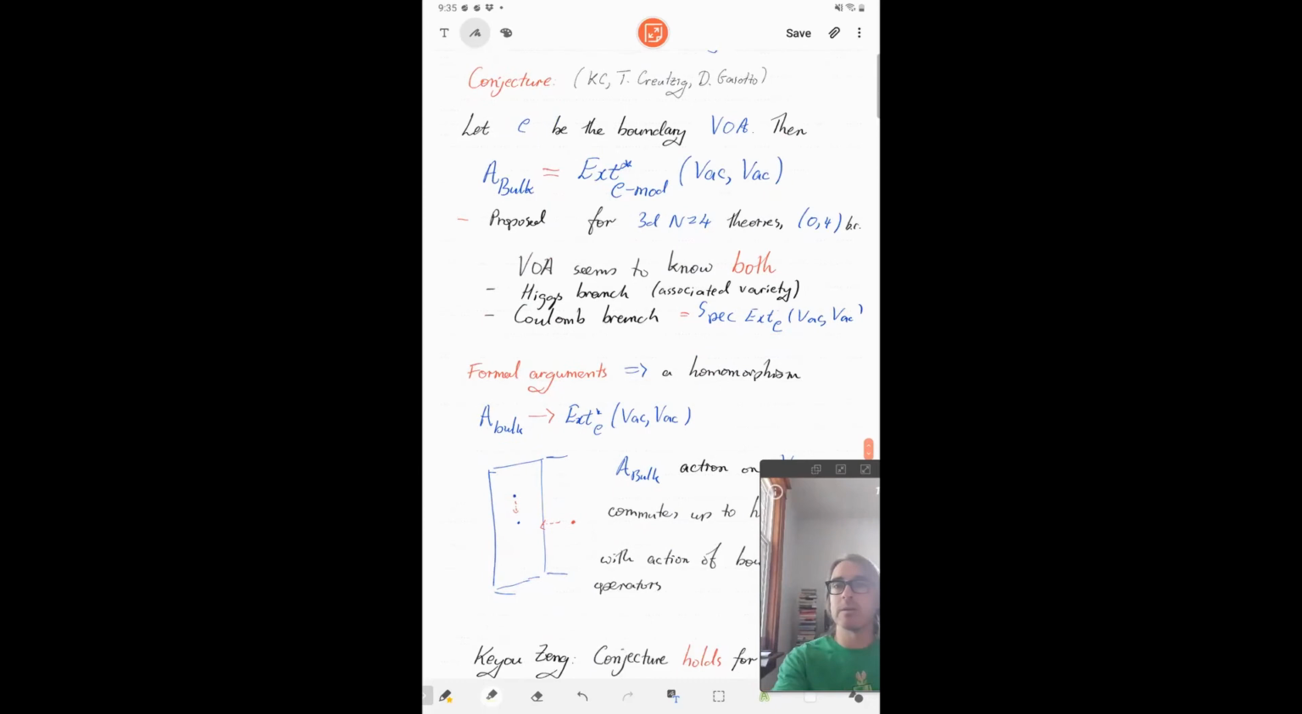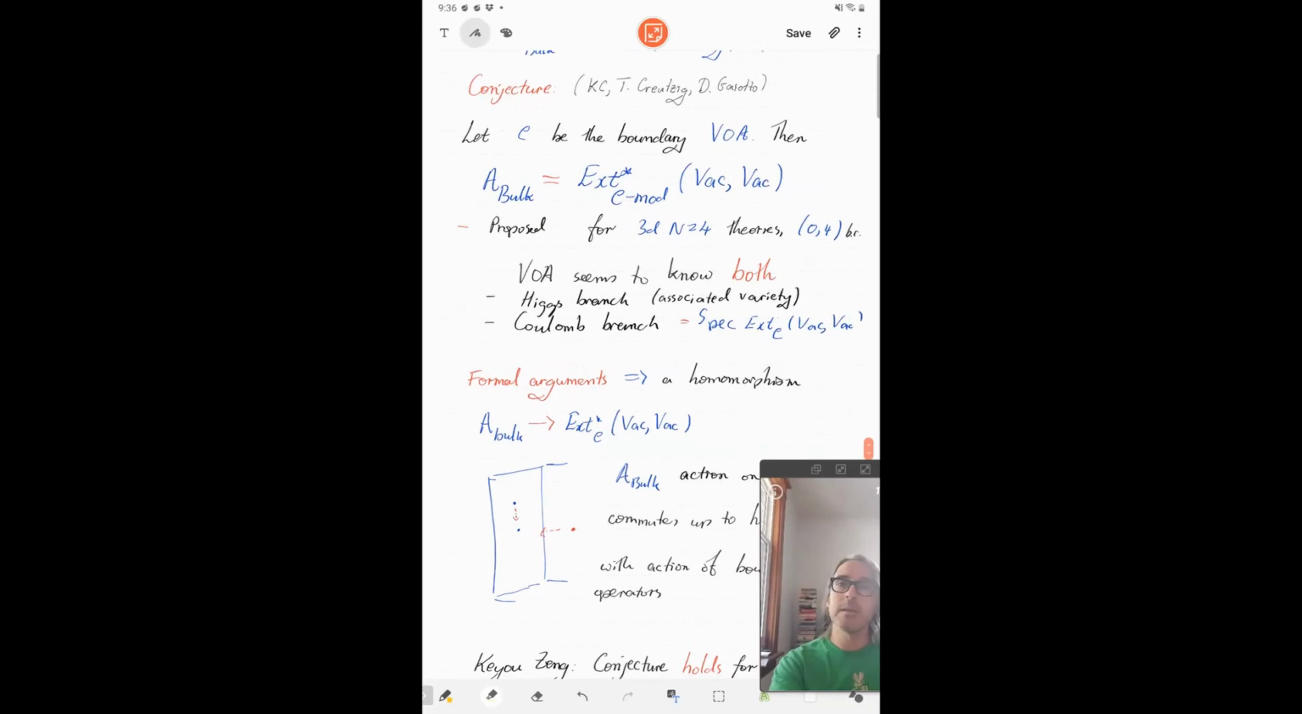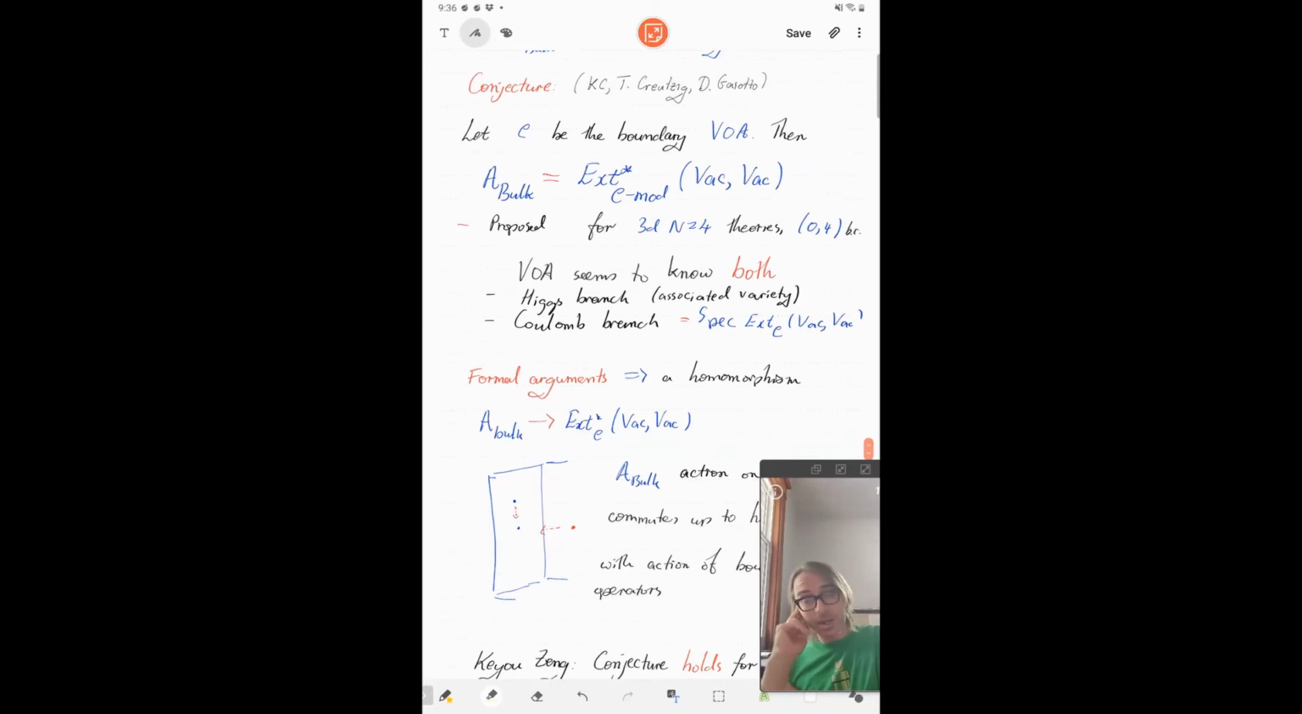So the conjecture, which, as I just pointed out, can't really hold for every boundary condition, that's big enough, is that if I take the boundary vertex algebra, then the bulk algebra is the Ext in the category of modules of the vacuum. If you think about it a little bit, this is the analog of Hochschild cohomology in the role of vertex algebra. So we propose this for any of its 4 degrees. I should point out it's very closely related to something in Schroeder's talk, because this category is very closely related to the D-modules on the loop group, once around the loop space, that appear in Schroeder's talk.